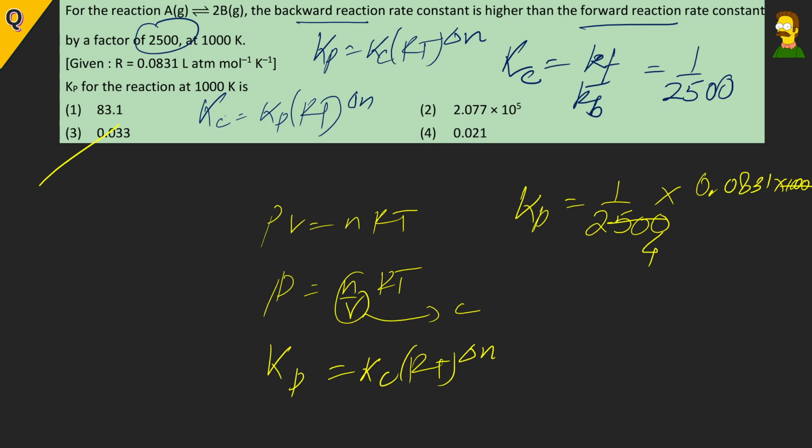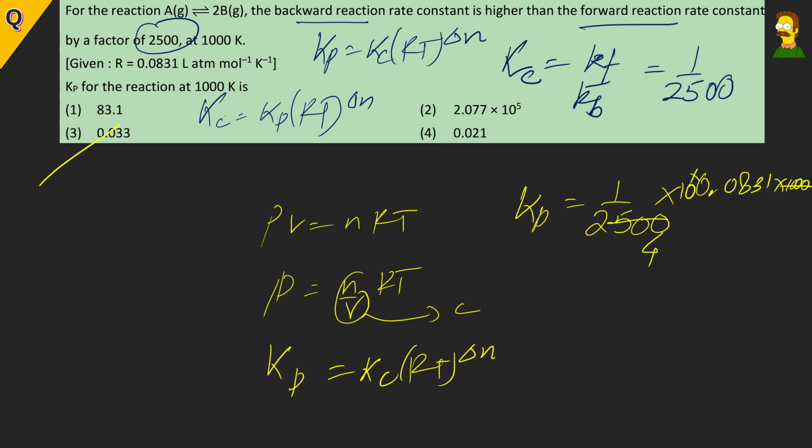This seems weird. I'm getting 0.021 actually. 831 divided by 2500. Oh God, I shouldn't have done this weird maths. It's not. What am I doing, bro? It's 10 by 4, right?